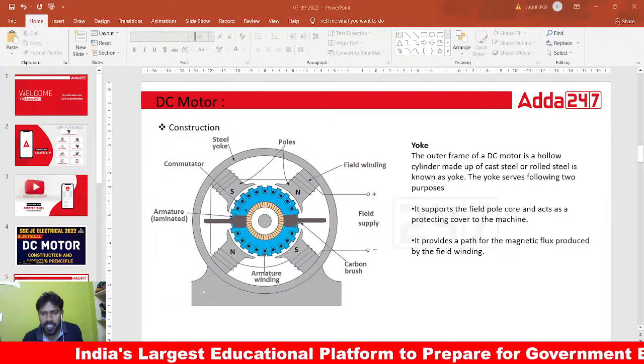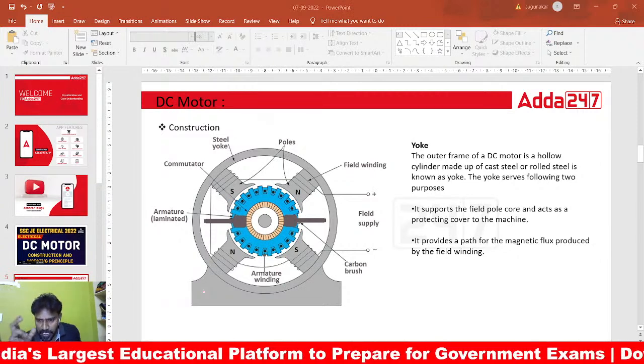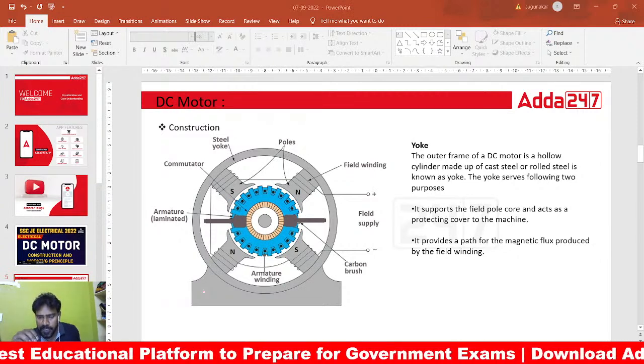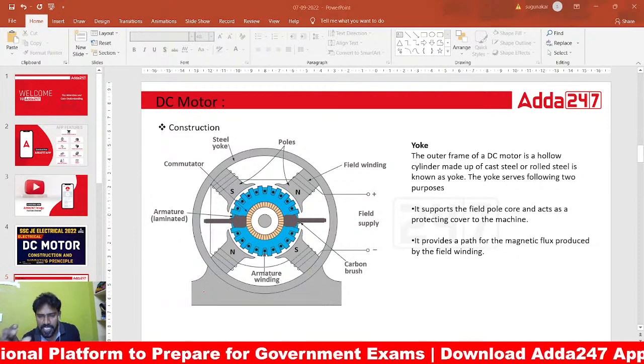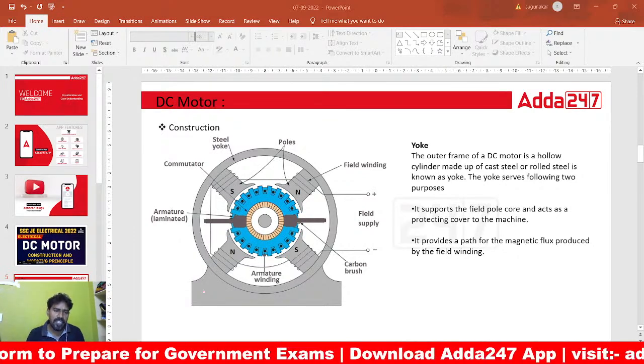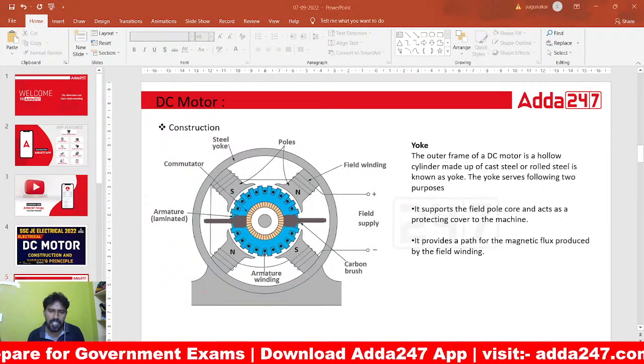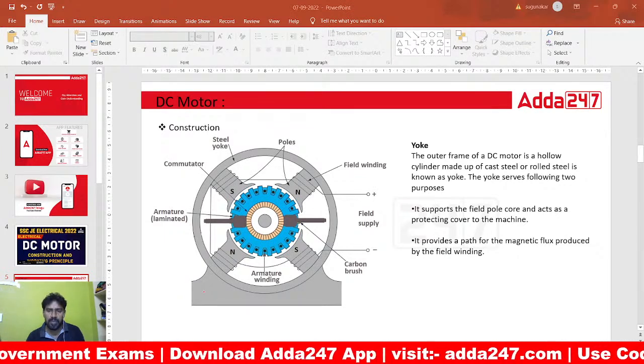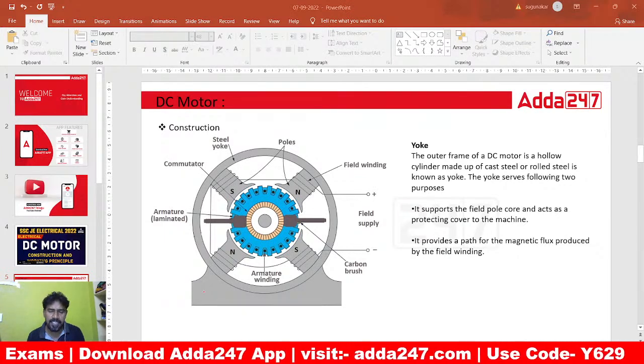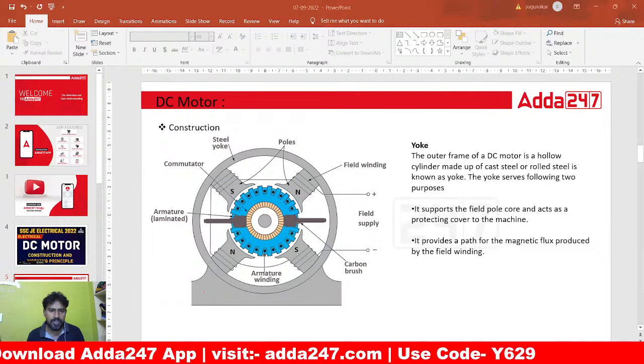Because here it is a rotating machine, we are providing the electrical supply, so it experiences a force on the armature, and then the armature is rotating. That acts as a mechanical force.